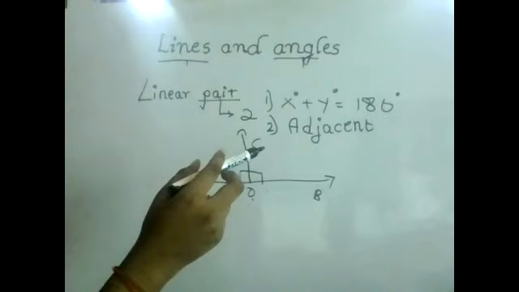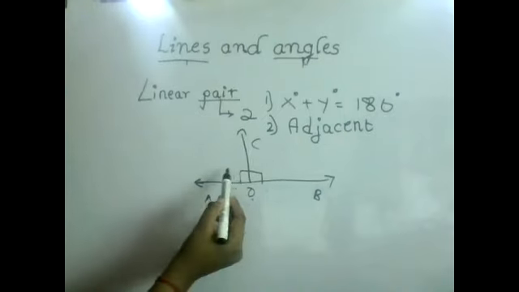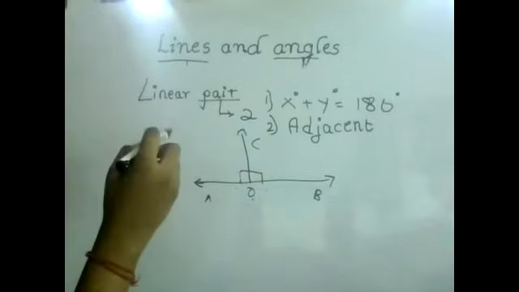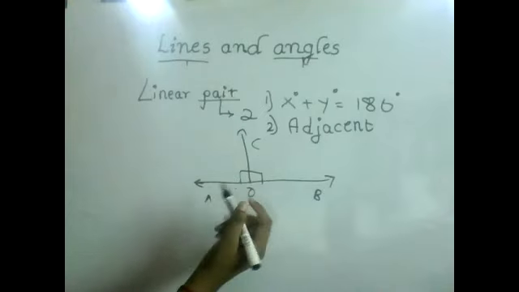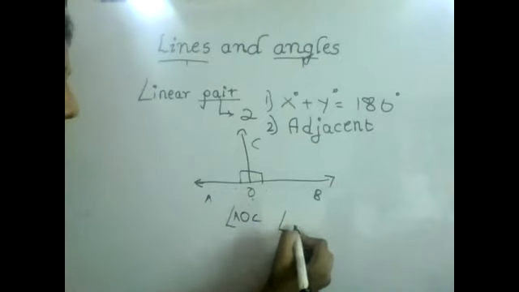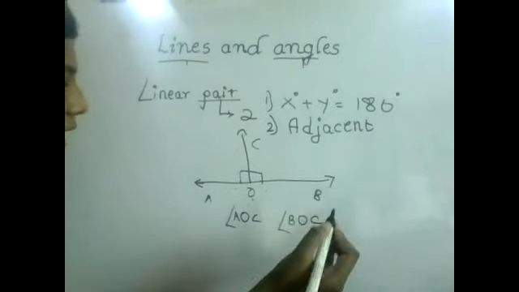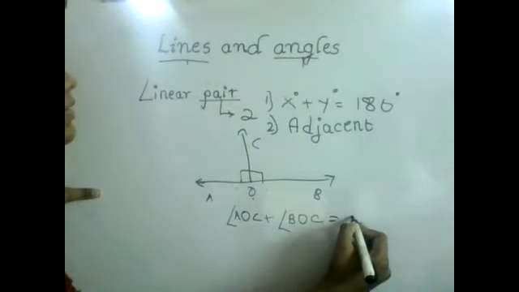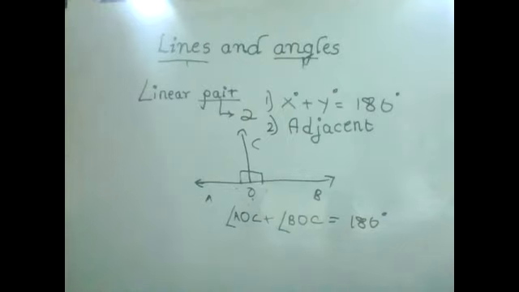Okay. The second condition is that the sum of these angles will be 180. So we said this is 90 degrees, and we said this is 90 degrees. So 90 plus 90 is equal to 180 degrees. So we can say this pair of angles, angles AOC and BOC, are linear pair of angles. If you have any doubt, if we add OA plus BC, we will get 180 degrees. So this is the meaning of linear pair of angles.